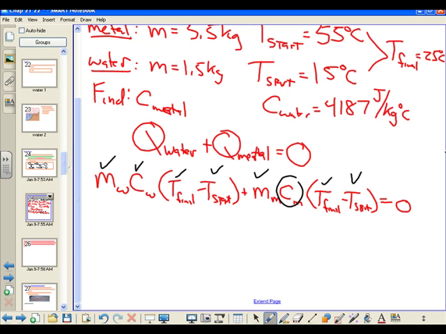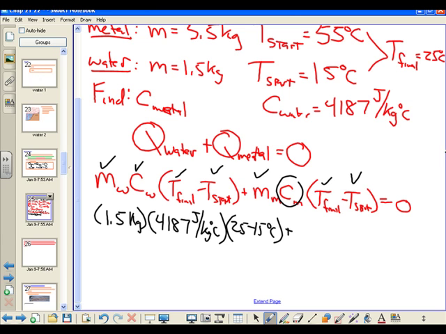So I just put my numbers in. So I have mass of the water, 1.5 kilograms, C, 4187 joules per kilogram degrees Celsius, 25 minus 15 degrees Celsius, plus 5.5 kilograms times C of the metal times 25 minus 55 degrees Celsius, all equals 0. You guys have a chance to catch that up.